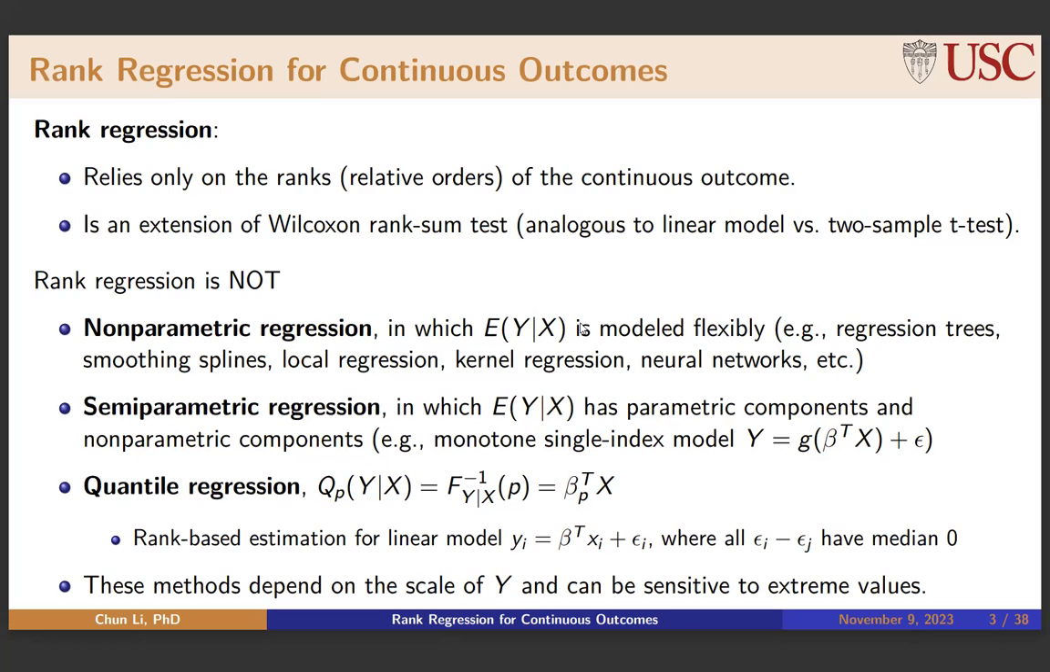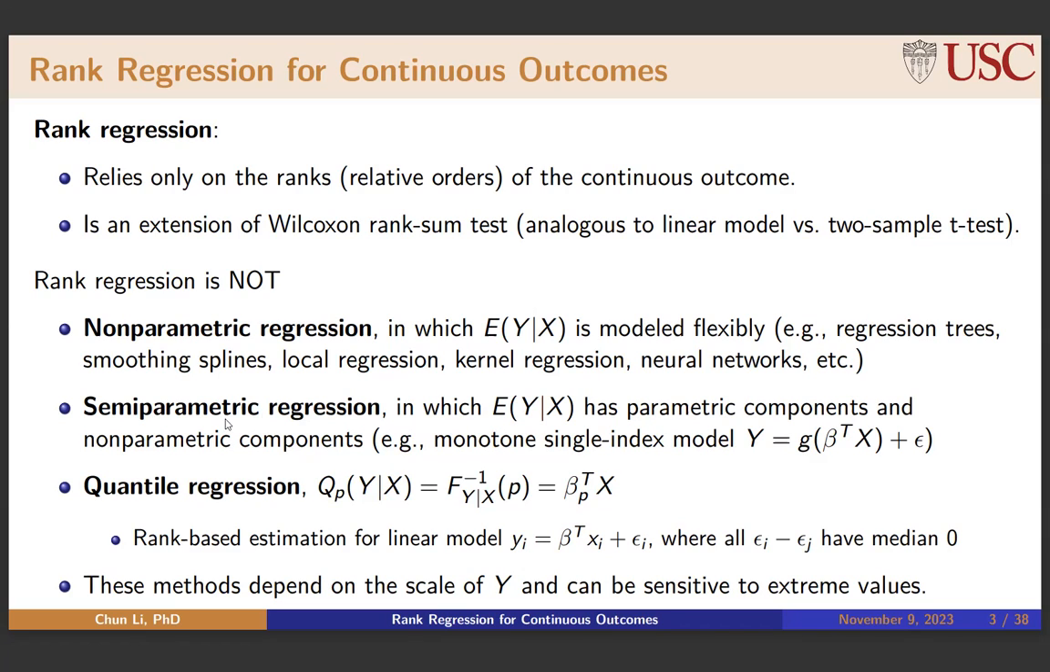In the literature, you see terminologies like nonparametric regression, semiparametric regression, and quantile regression. All these are not rank-based. In nonparametric regression, the left-hand side is the conditional expectation, so it's dependent on the scale. If you do a transformation, the expectation will change. And the right-hand side is very flexible.